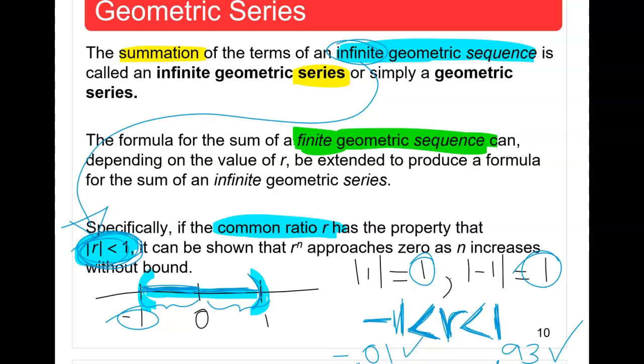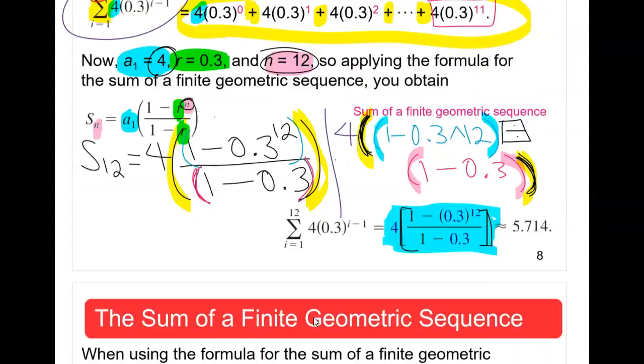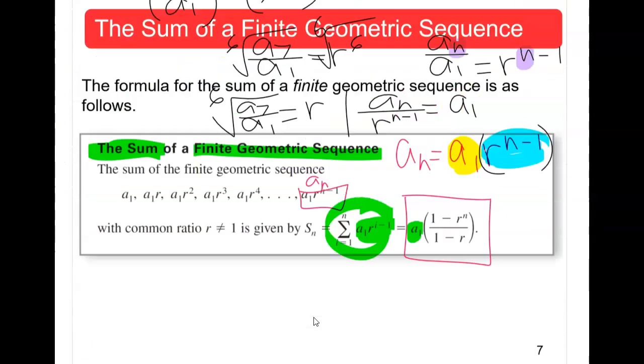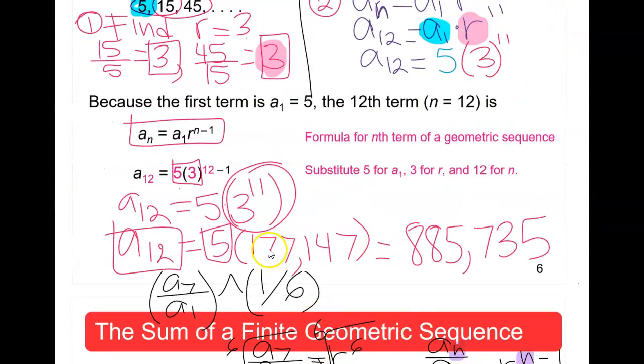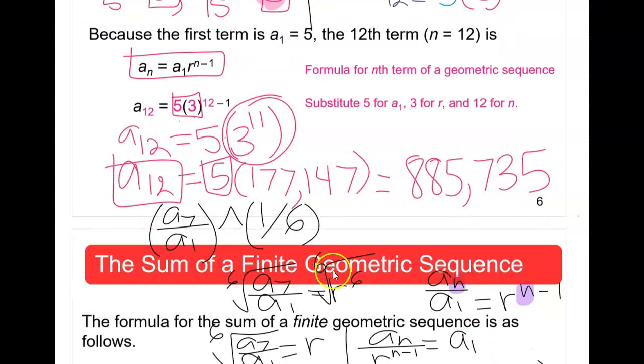Anyways, imagine you have all the powers of 3. So 3 to the first power, 3 to the second power, all the way. And remember, we did something like 3 to the power 11, and it was a big number. It was right here, 177,147. So you could see that they grow rapidly, just like exponential functions.